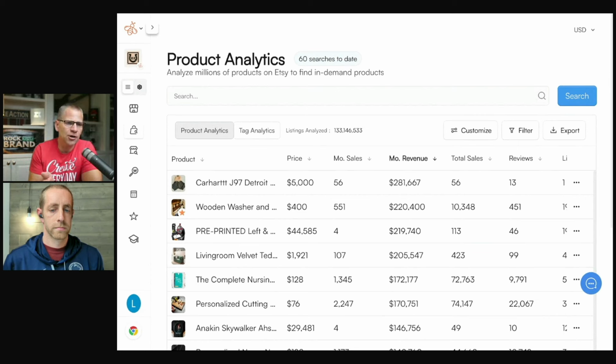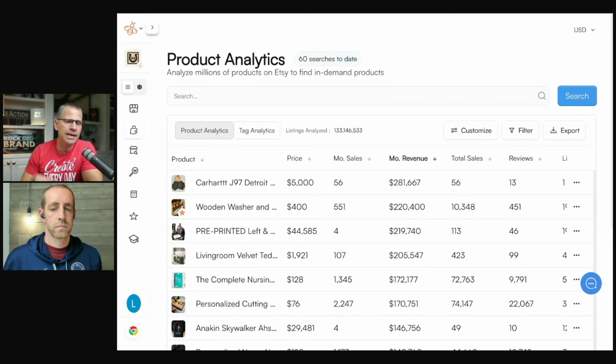I think this here allows us to do better searches as far as filtering down to what we actually want. Now, last week here on our live stream, we went into the shop analyzer, which is really, really helpful. We might even play around with that again today. But I wanted to just jump into the product analytics, and I wanted to show you our process.